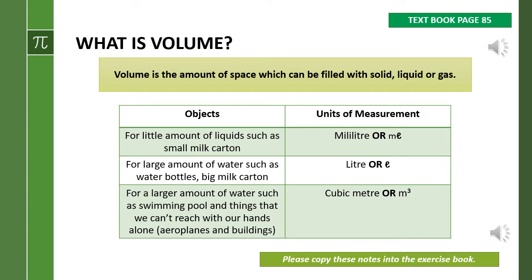And the next one, for a large amount of water, such as water bottles and a big milk carton, we use liter. For objects that have a larger amount of water, such as a swimming pool, and things that we cannot reach out with our hands, such as aeroplanes and also buildings, we use cubic meter. So don't forget to copy these notes into the exercise book, yeah?